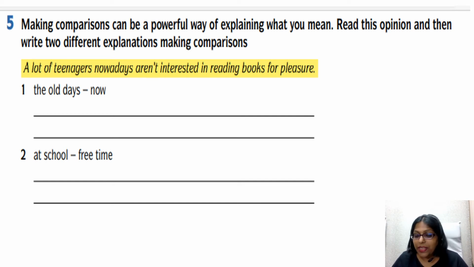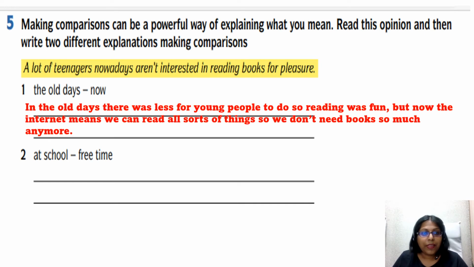So let me give you an example. In the old days, there was less for young people to do. So reading was fun. But now the internet means we can read all sorts of things. So we don't need books so much anymore. Alright, you can see the difference, right? Some time ago, when we had no internet, people were only relying on books. But now when the internet is here, everybody wants the easy way out.